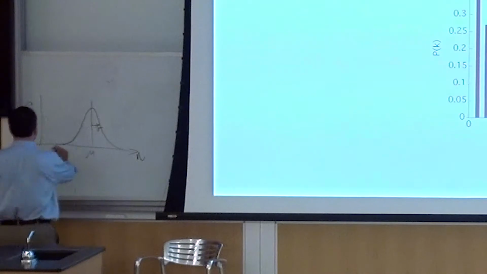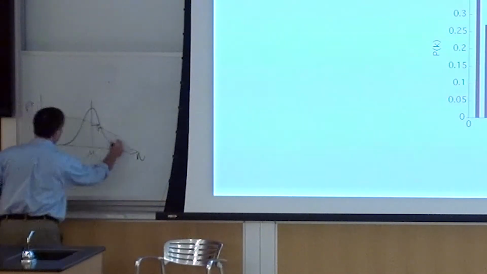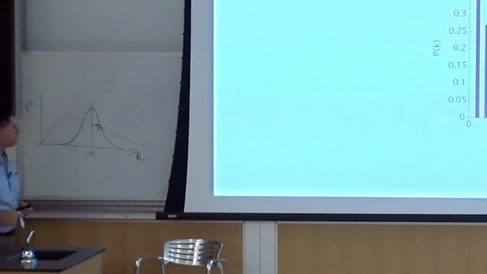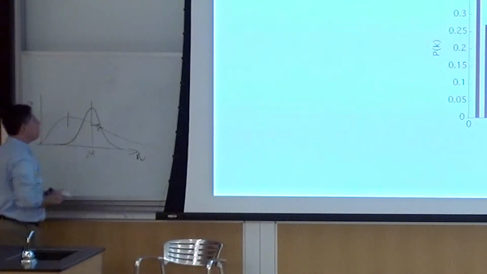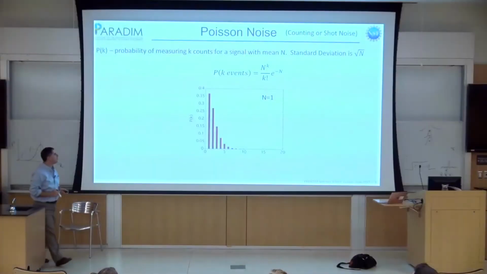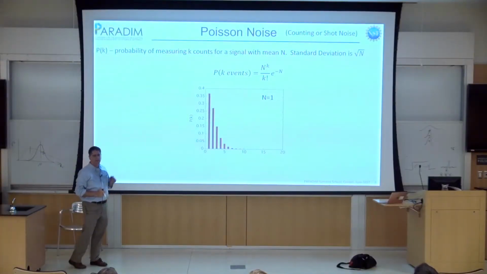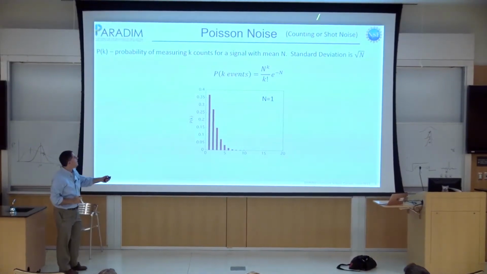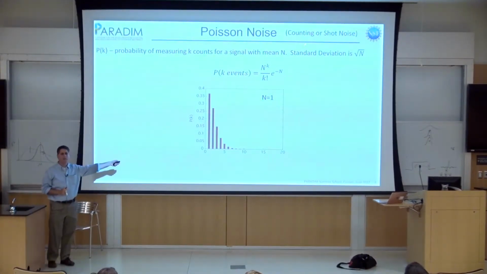The Poisson distribution is a little bit more asymmetric. It does that. And the mean of the Poisson distribution is basically going to be n, and the standard deviation is the square root of n.